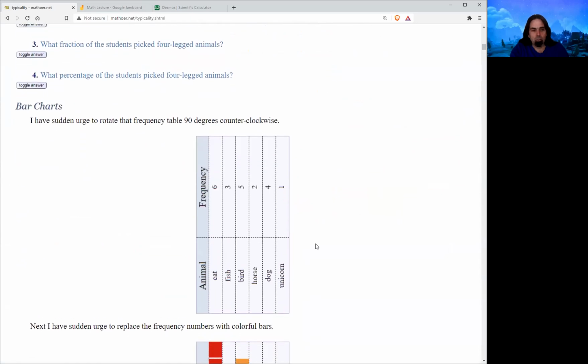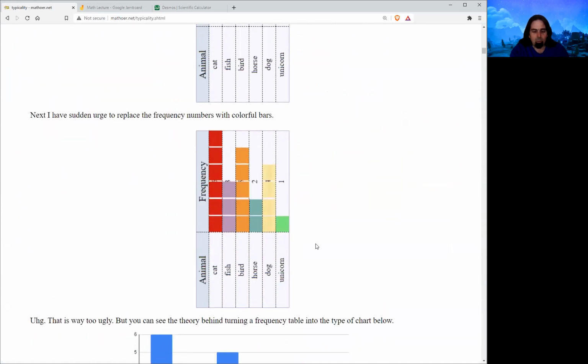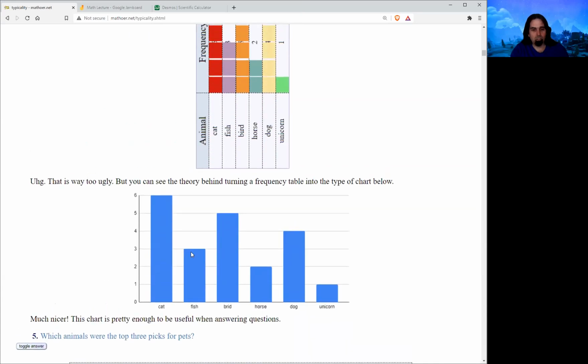Okay, I have a sudden urge to rotate my frequency table 90 degrees counterclockwise. And now I'm going to put little fancy colorful squares. So the cat was 6, so it has 6 squares. The fish was 3, so it has 3, and so on. And this is ugly. You would never actually write that, but you can see how it turns into this bar chart. So this is a third way to represent the same information.